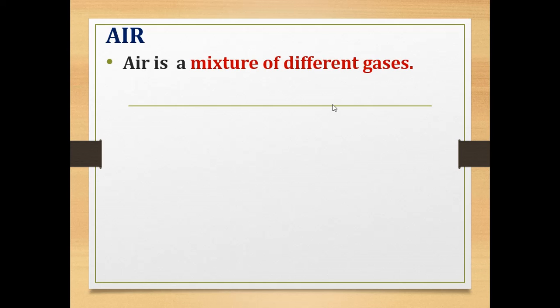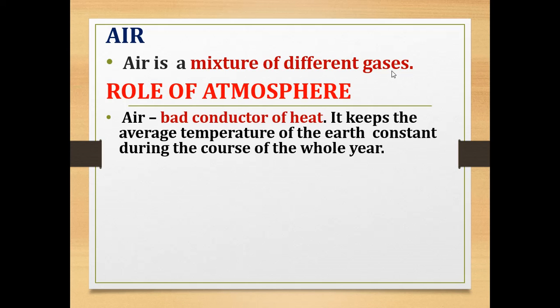Now let's see about air. Air is a mixture of different gases. So what is the role of atmosphere? Atmosphere is the blanket of air which covers the earth's surface. Air is a mixture of different gases which is a bad conductor of heat. It keeps the average temperature of the earth constant during the course of the whole year, due to the presence of air.